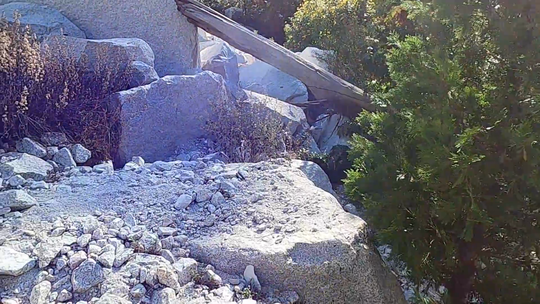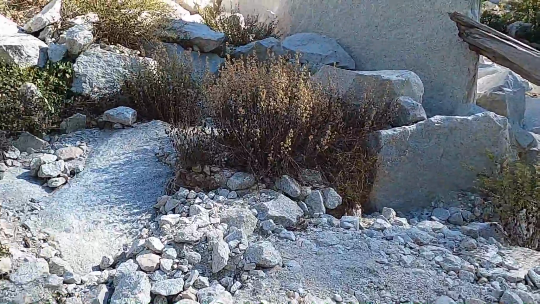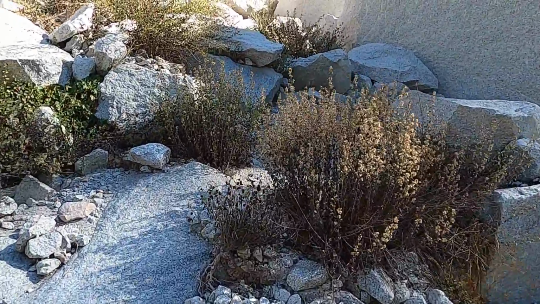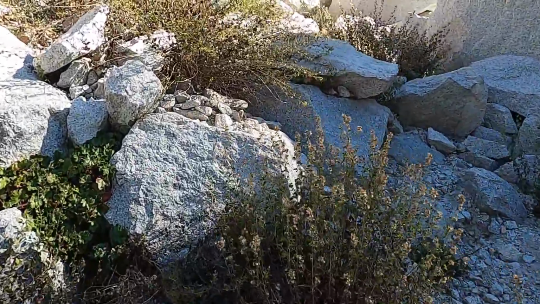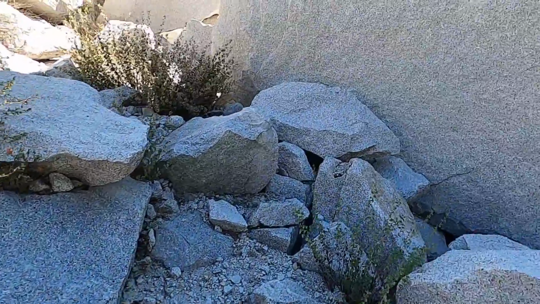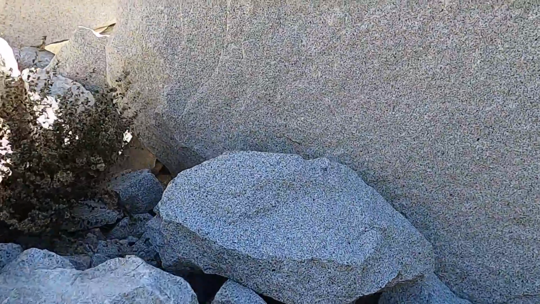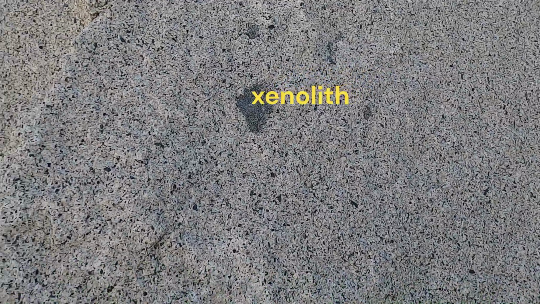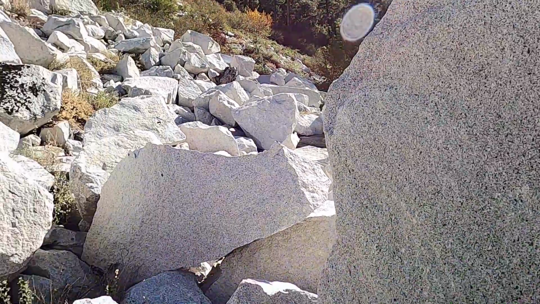Let's see if we can see any other cool features in here. This rock also has within it, in places, chunks of older rocks that were embedded in it and entrained in the magma. So we've got a little dark xenolith right there embedded in the magma, and you see these in a few places throughout the rock.